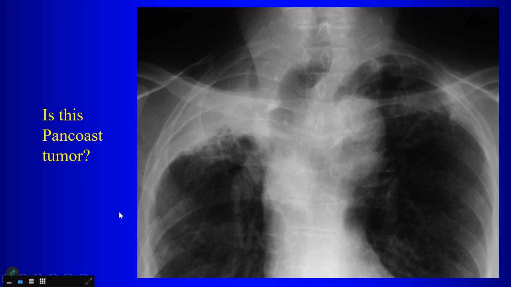Okay, is this a Pancoast tumor? No, that's not. So how do you know? There's reticulations. It looks like there's volume loss. Yeah, so it looks like there's volume loss. You can see the trachea is deviated to that side. What about the right hilum? Where's the right hilum? Yeah, the right hilum is elevated.